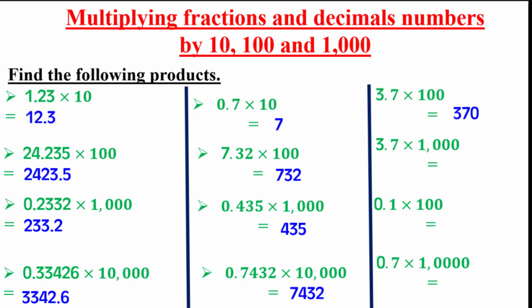By the same way, we will move the decimal point according to the number of zeros. We have here 3 zeros, times 1000, so move the decimal point 3 decimal places to the right. Now we have to insert 2 zeros. It will be 3700. 0.1 times 100, yes, it will be 10. By the same way, 0.7 times 10,000, it will be 7,000.